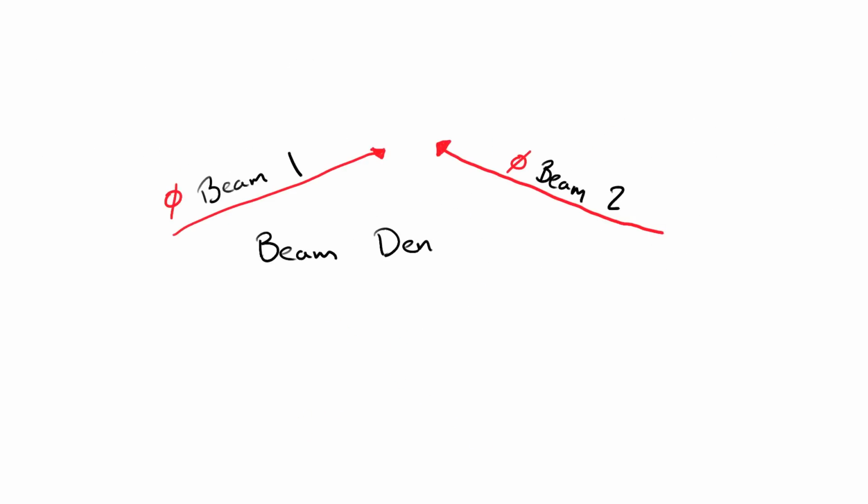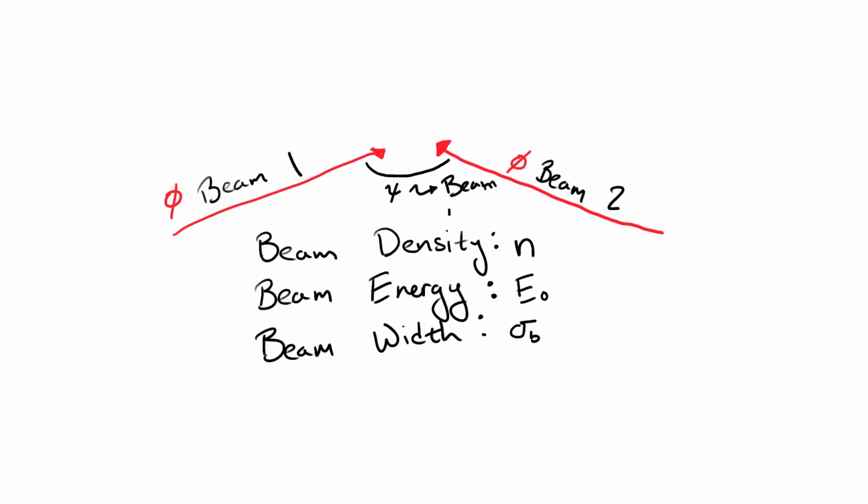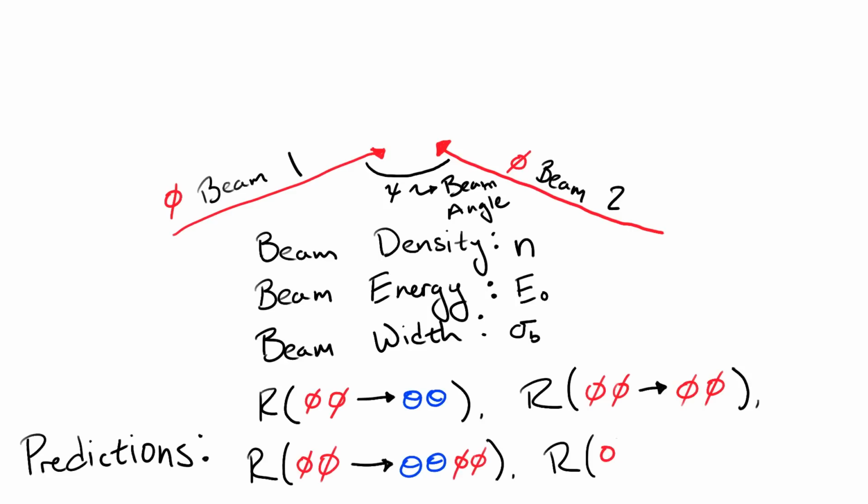We can then make predictions for the rates to produce the four most likely final states, those being the 2 theta state, the 2 phi state, the 4 theta state, and the 2 phi 2 theta state. And the results look like this.